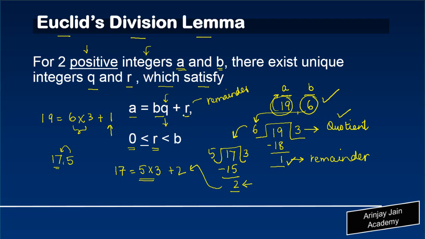So I have written it over here, just putting in the values in the format: the remainder 2. q is the quotient, which I have put in from here, and 5 is the b in my example. a is equal to 17. Again, if you notice, r in my example is 2, which is greater than or equal to 0, but less than b. What is b in our case? 5. This is what Euclid's division lemma is all about.